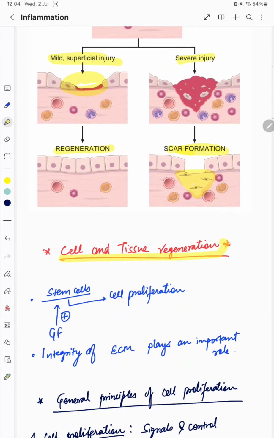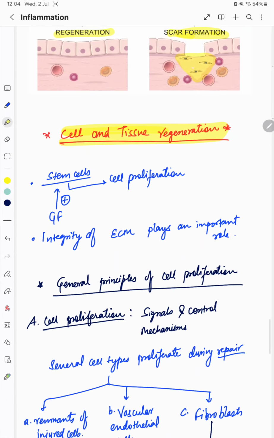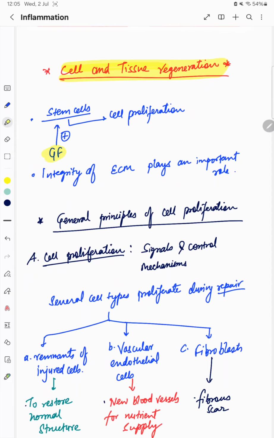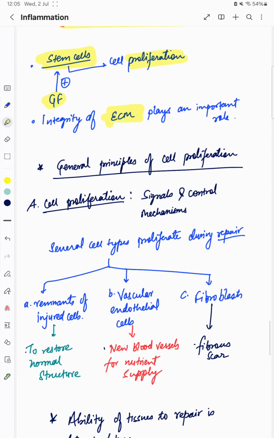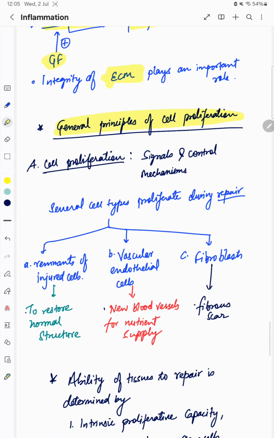Cell and tissue regeneration. Now we will discuss in detail cell and tissue regeneration. A growth factor stimulates stem cells to produce new progeny, or results in cell proliferation. Integrity of the extracellular matrix is very essential in regeneration. There are some principles that we need to know of cell proliferation. General principles of cell proliferation: first, we will see that in cell proliferation there is a mechanism of signals and control.